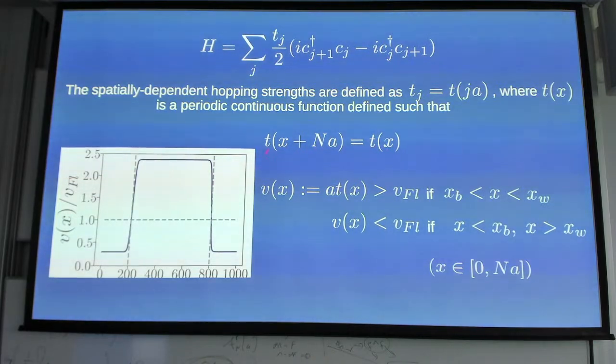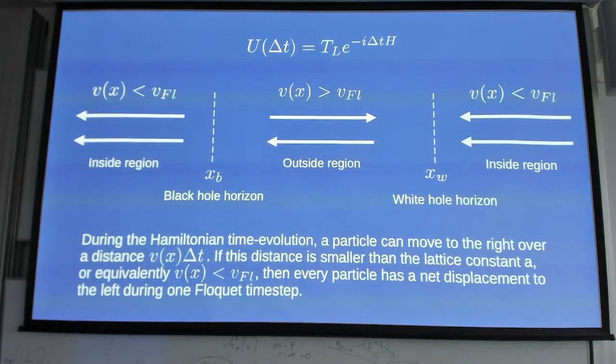I then make a choice for this t of x such that the associated velocity profile, which is the lattice constant times its hopping strength, is larger than the Floquet velocity in this region, where this dashed line is what I call a special location, which I call x_b, and this other dashed line is a location which I call x_w. Between these two, my velocity function is larger than the Floquet velocity, and here the velocity is smaller than the Floquet velocity. And I claim that with this choice, you realize a situation where your Floquet unitary has the following dynamics.